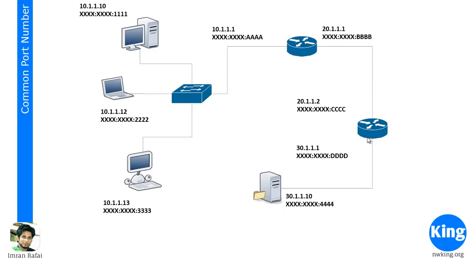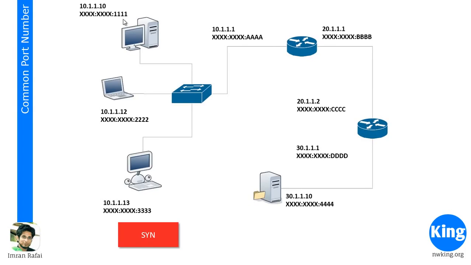So now let's look at a data flow through our network with whatever little information we know so far. Let's assume that this computer 10.1.1.10 wants to communicate with this server, this file server at 30.1.1.10. Now whatever you see below that in XXX, that's the MAC address. I have put the MAC address with only the last 4 hexadecimal digits, because this is an example. Normally it is a 48-bit number, with 12 hexadecimal digits.